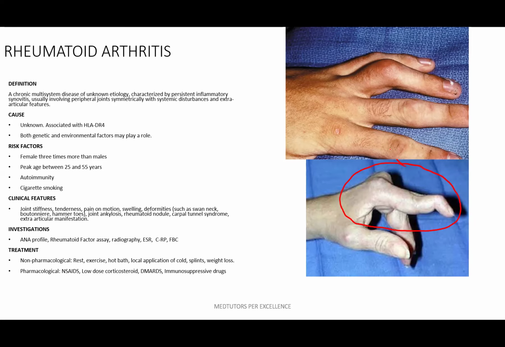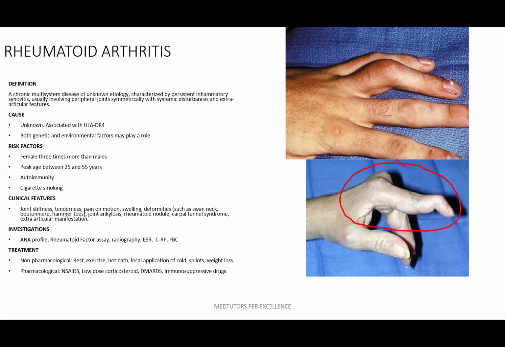So rheumatoid arthritis is an autoimmune condition. When you say autoimmune, there are some substances produced by the immune system of the body that will now identify some part or tissues in the body as a threat. They will now attack that tissue. So that is what an autoimmune disease is.